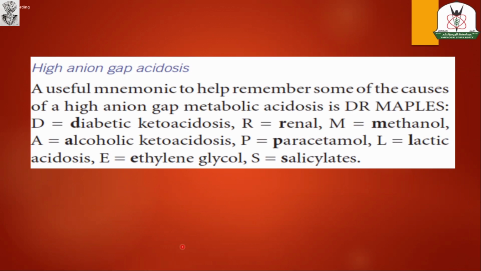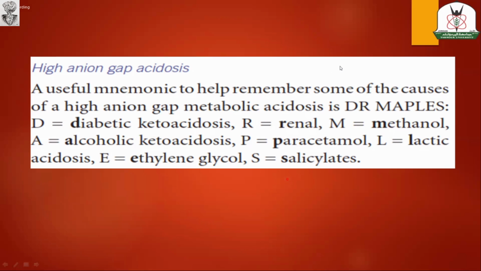The anion gap will be high under the following conditions اللي بيسموهم دكتور ميبل conditions. Okay, دكتور ميبل هي اختصار لعدة conditions. Diabetic ketoacidosis for example, renal disorders or renal failure will also be associated with high anion gap acidosis. Methanol and alcoholic ketoacidosis, methanol toxication, paracetamol toxication, lactic acidosis, for example, ethylene glycol, and salicylates. So Dr. Maples are the conditions that are related to the high anion gap عشان تكون سهل الأمور بالنسبة لحفظ الكونديشنز المرتبطة بهذا النوع من الأسيدوسيس.